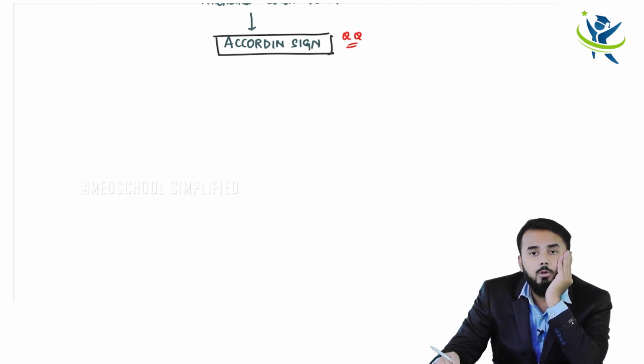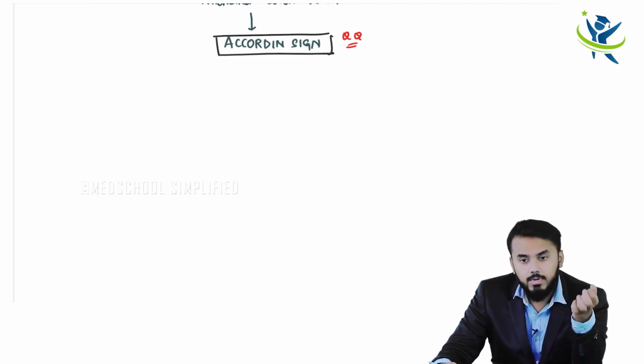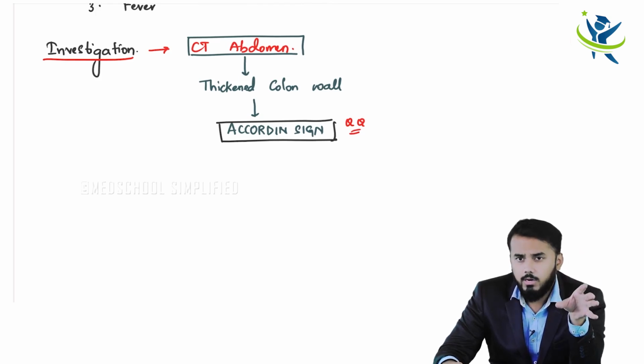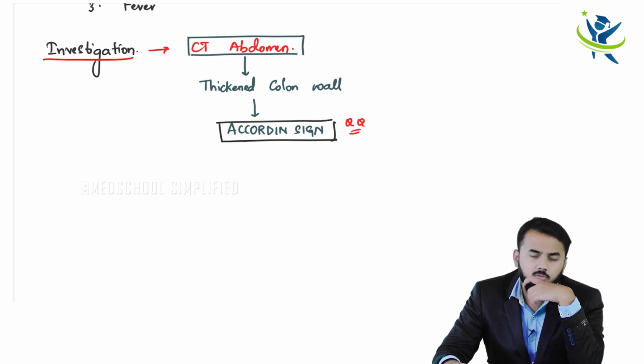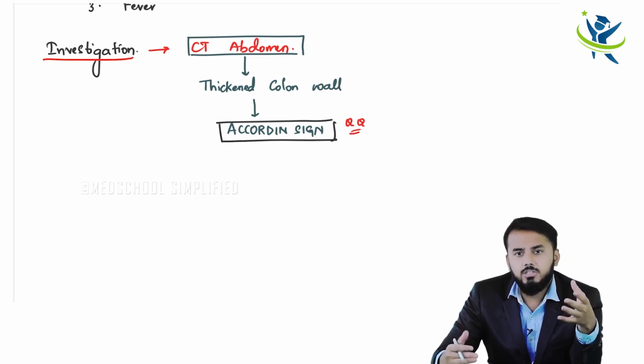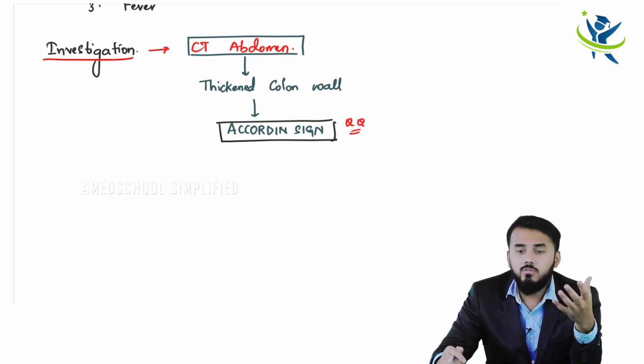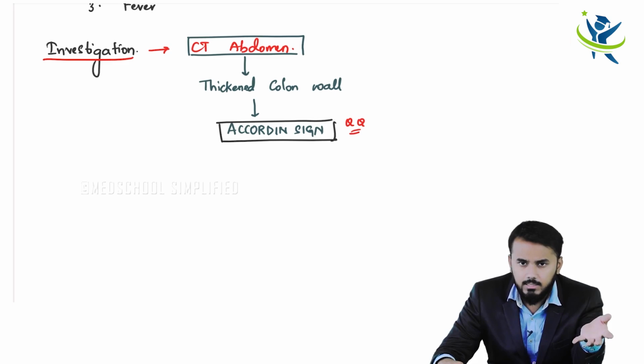Another important thing: the patient was having crampy abdominal pain. I will do a CT abdomen and tell the patient, look, you have got a thick colonic wall, so I think it is an accordion sign. I think you are suffering right now with pseudomembranous colitis. When the patient asks what is pseudomembranous colitis, you have to explain that it is a very severe condition where your colon is inflamed, and this happens mainly because of antibiotic use like clindamycin.